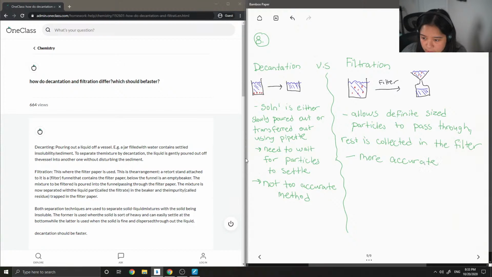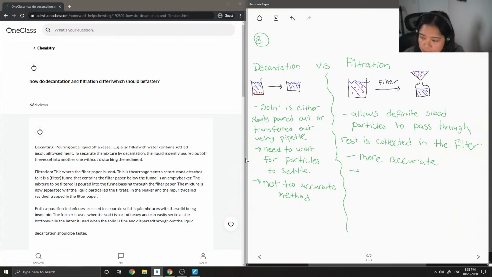So it doesn't rely on the human error where we would just try to slowly pour out solution and just hope that none of the other particles will go into our collection vessel. So it's more accurate because the filter paper that you use, hopefully it's the right kind of filter paper, will just not allow any of the particles that we don't want to go through. So it's more accurate in that sense.